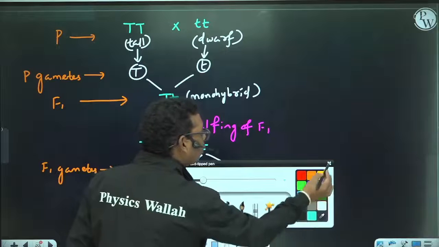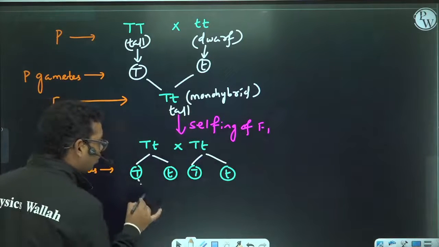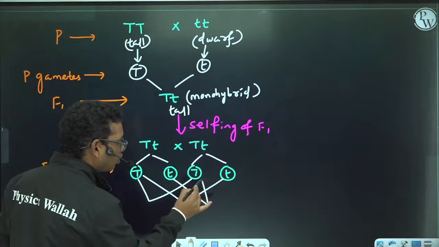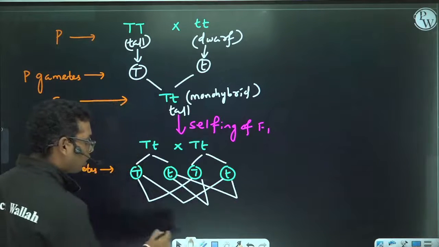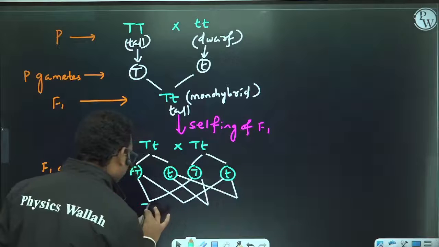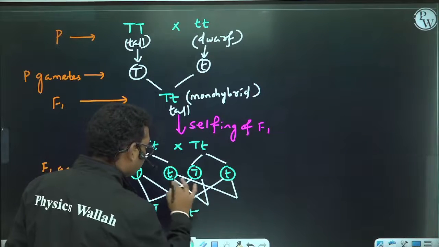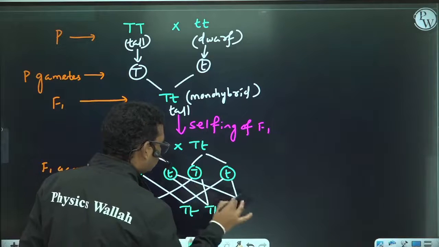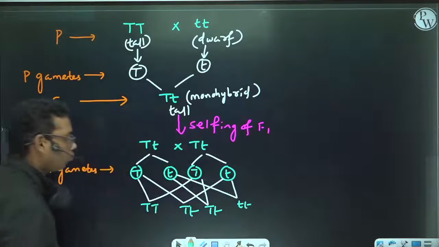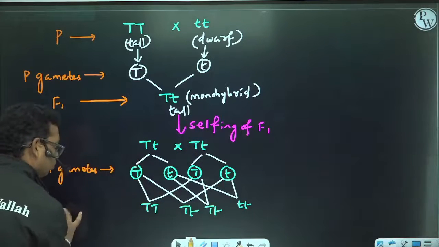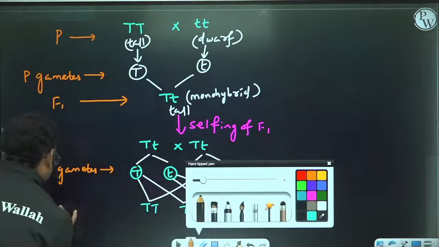These gametes will fuse randomly. This gamete may fuse with this one, and this gamete may fuse with this one. This may fuse with this one, and this may fuse with this one. So here the genotype will be capital T, capital T. Here the genotype will be capital T, small t. Here the genotype will be capital T, small t, and here the genotype will be small t, small t. And these are the F2 generation.